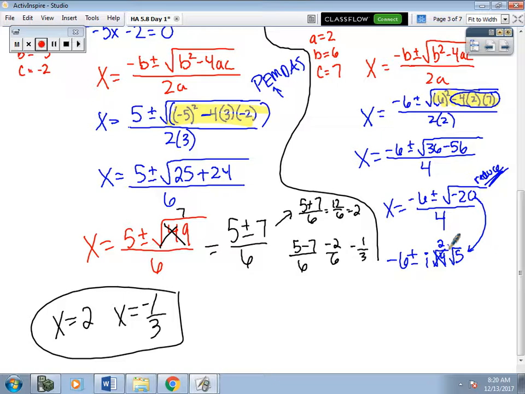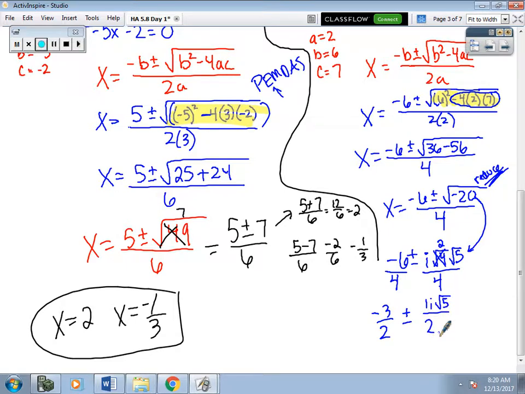Now, because it's all over 4, you may want to split it up because you're going to have to reduce the fractions, reducing each of them. So sometimes students prefer to split them up when reducing. So negative 6/4 would reduce to be negative 3/2, plus or minus, and then I now have 2 over 4, which would reduce to be 1/2, which would just be 1i squared of 5 over 2.